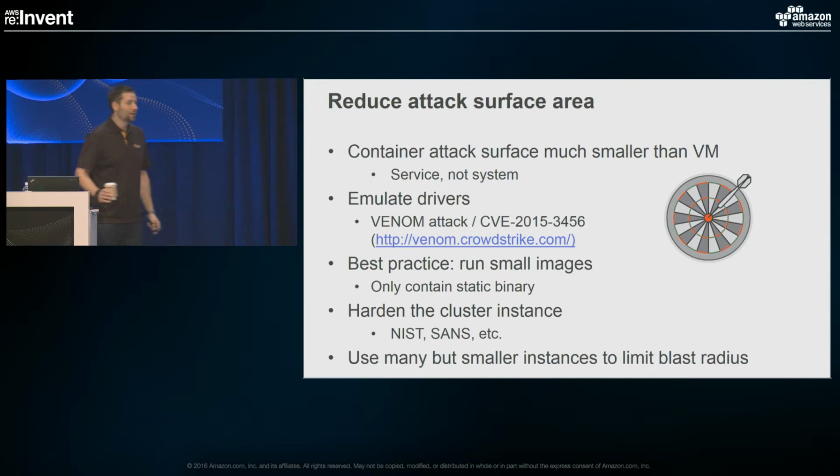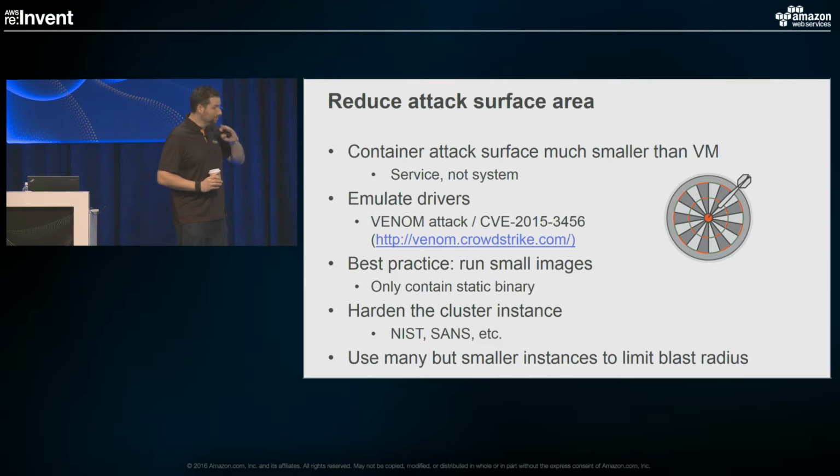Another way to handle this segmentation is that you do reduce the attack surface area for your containers. By default, they have a much smaller attack surface just because it's a service. It's not a full system. You can, however, reduce this even further by, for example, only containing the static binaries that you actually need. Rip out anything that doesn't have to be there.